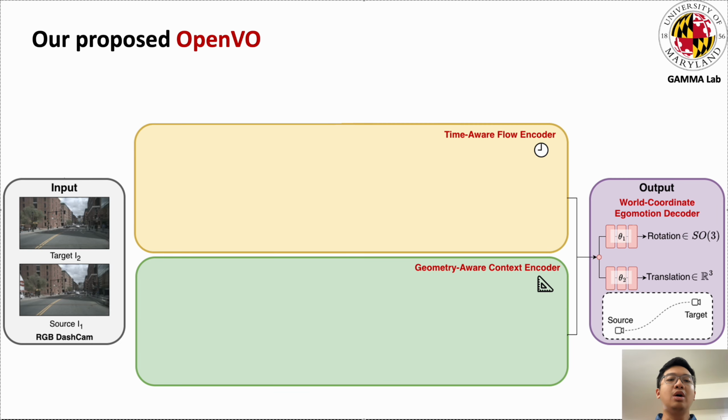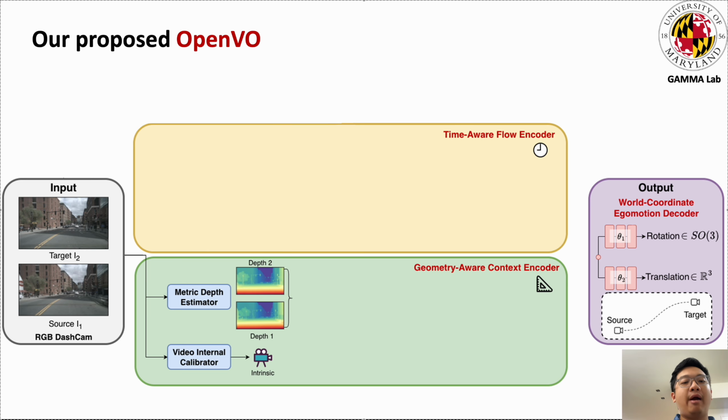settings. We introduced two core components in OpenVO: a time-aware flow encoder and a geometry-aware context encoder. Given a pair of RGB dashcam frames, we estimate the metric depth from Metric3D V2 and camera intrinsics from WildCamera to build a geometry-guided representation of the scene. To enable camera-aware representation, we tokenize the camera intrinsics into a normalized intrinsic ray field, describing the direction of the 3D viewing ray passing through each pixel in the camera coordinate system.